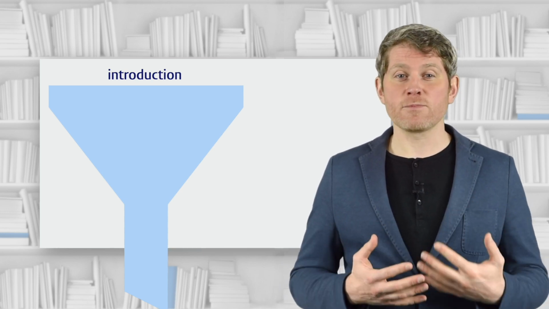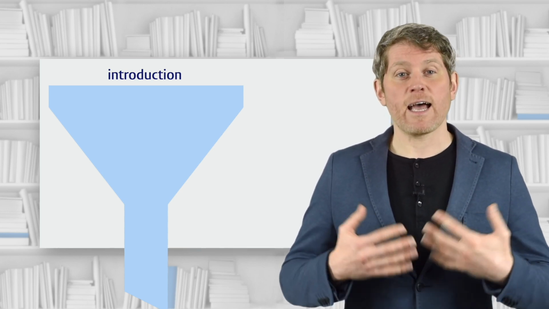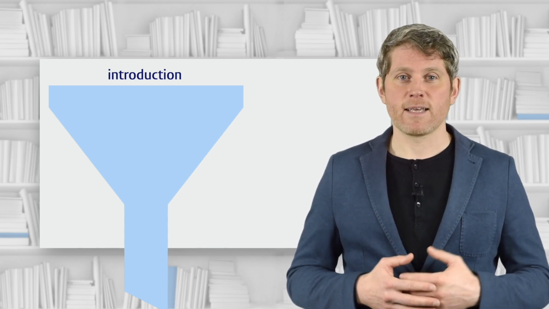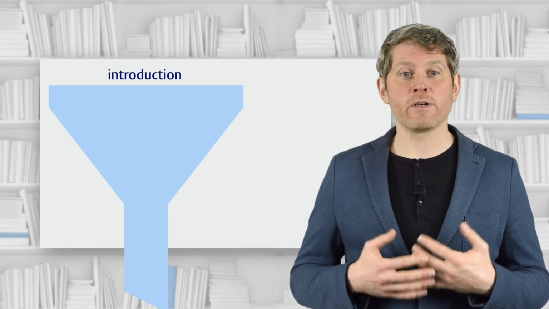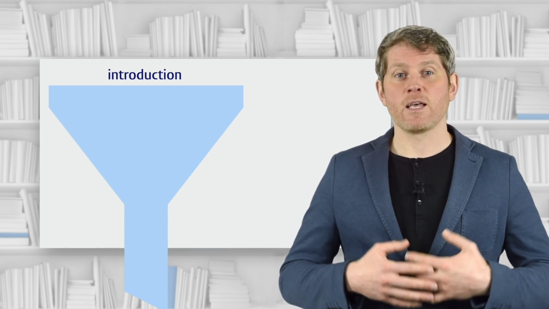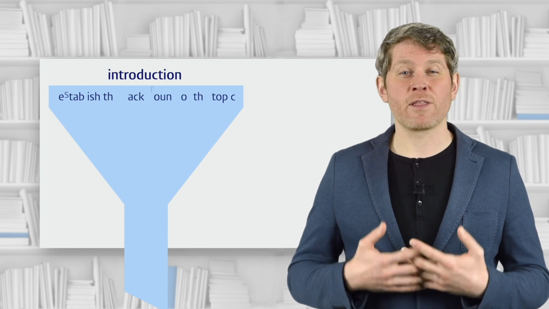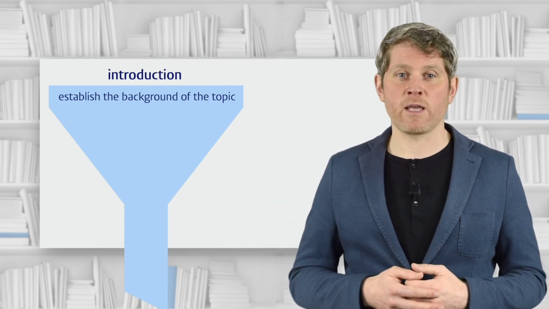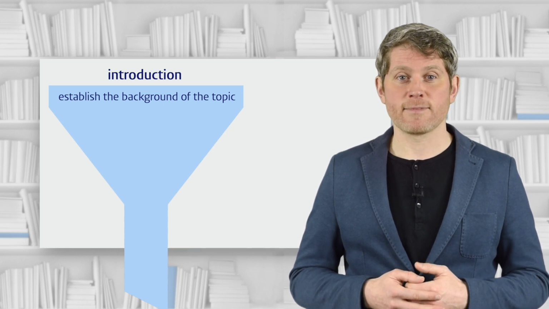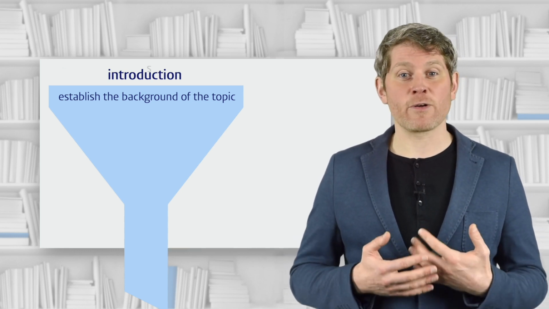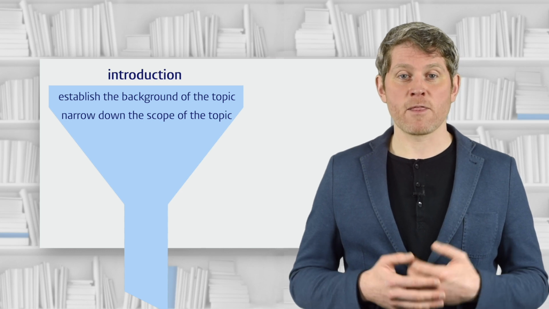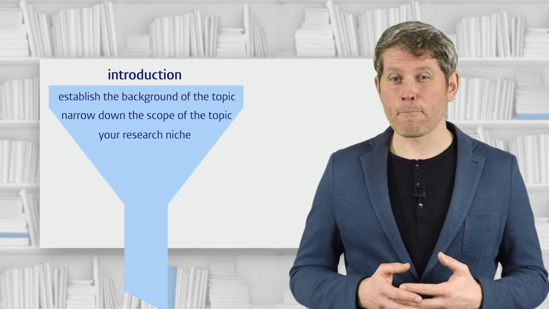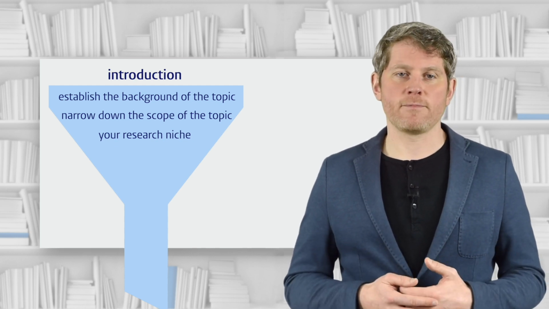Essentially, the introduction provides the reader with context and gives a statement of the main aim or argument of the essay. There is a clear structure to follow to enable you to do this. You need to start off by establishing the background of the topic. Think about what your reader already knows about the area you're writing about. From there, you want to start narrowing down the scope of the topic. Then, introduce your research niche. At this point, you've brought your reader into the funnel.